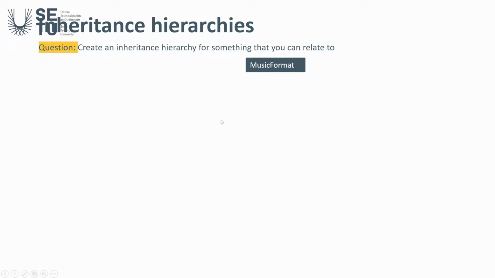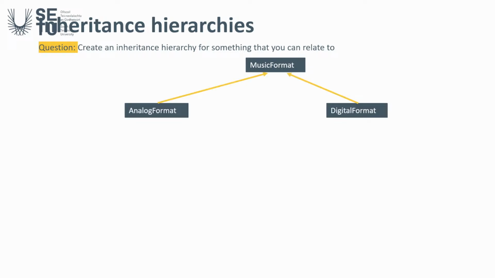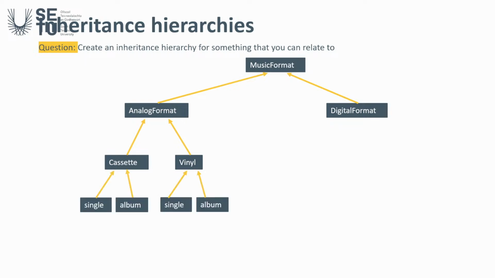Sorry, MP3. So what you would do at this stage here, if you want, is have a think about what are the different formats, and then inside of that, what are the different types of systems or hierarchy that you would note. So as I said, our music format could be analog or digital. An analog could be a cassette or a vinyl. The cassette could be a single or an album. The vinyl could be a single or an album. And then in our vinyl, we had a 7-inch or a 12-inch.